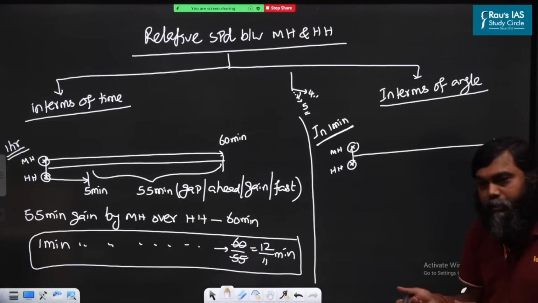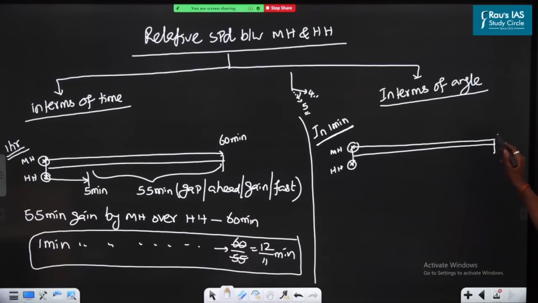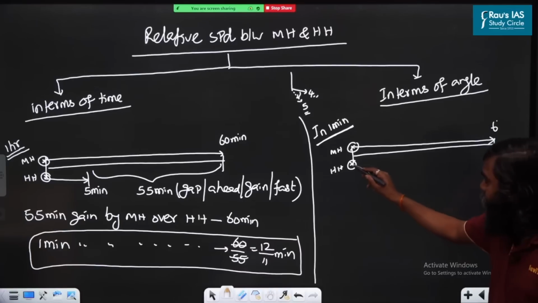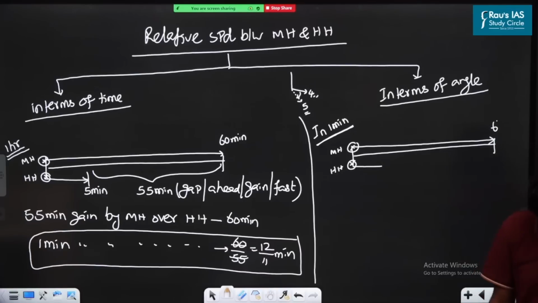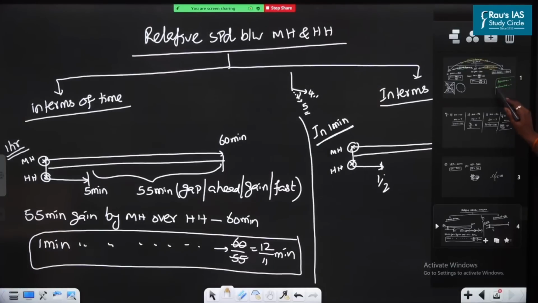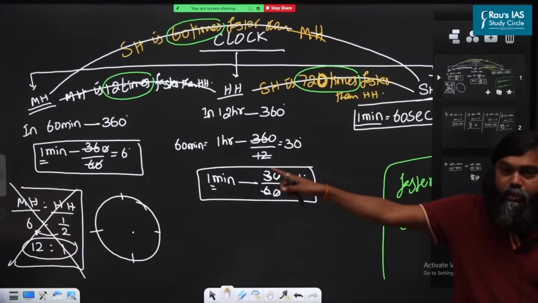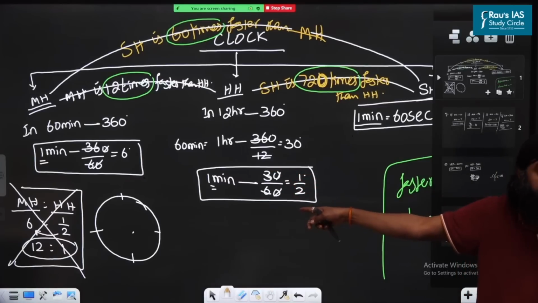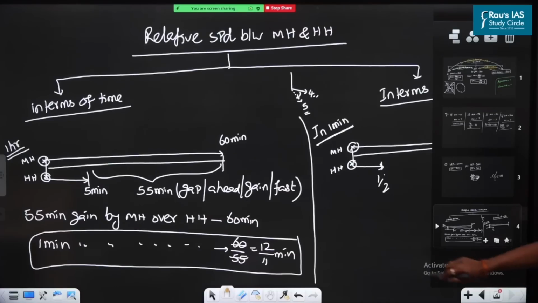In 1 minute, how many degrees does the minute hand travel? 6 degrees. In the same 1 minute, how many degrees does the hour hand travel? 6 divided by 12. What will you get? Half a degree. Are you understood? Somebody thinking, sir, what is this? In 1 minute, 6 degrees and half a degree. All are understood? Now come to here.